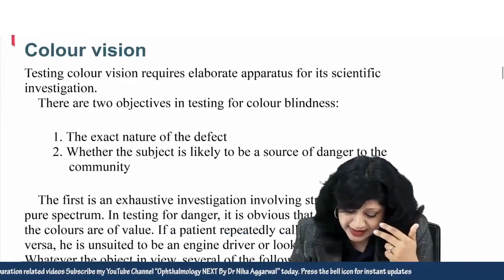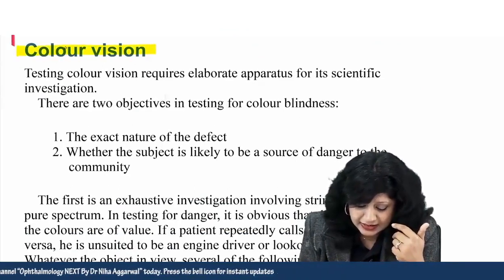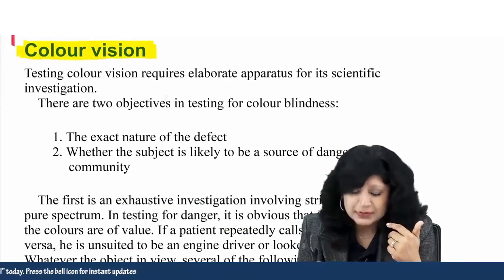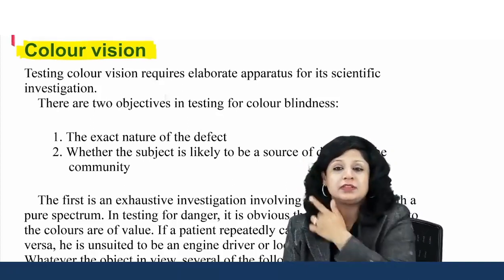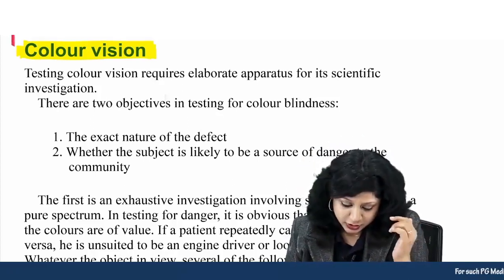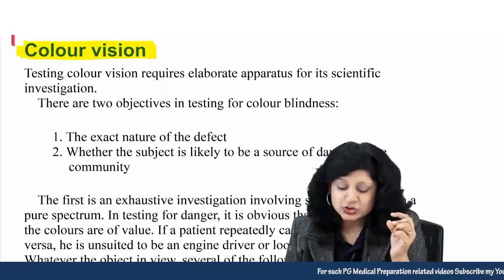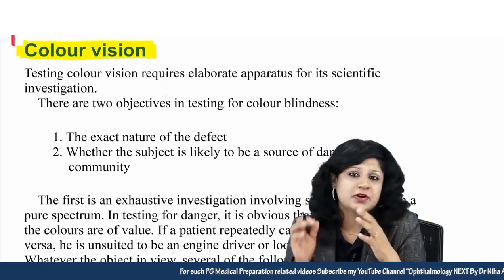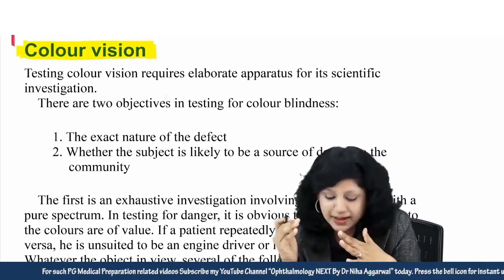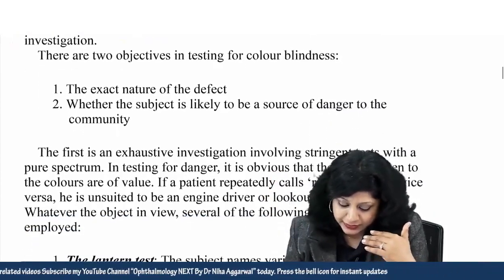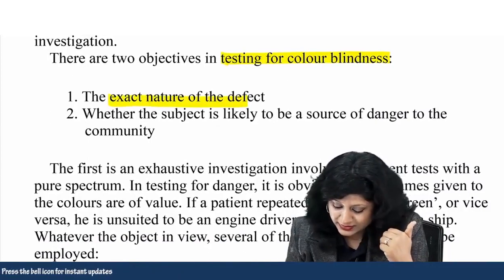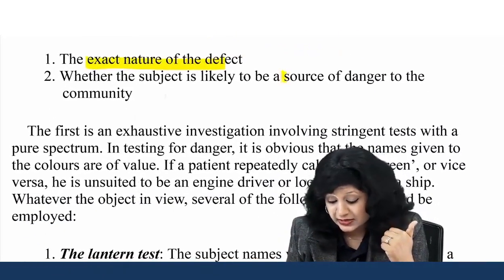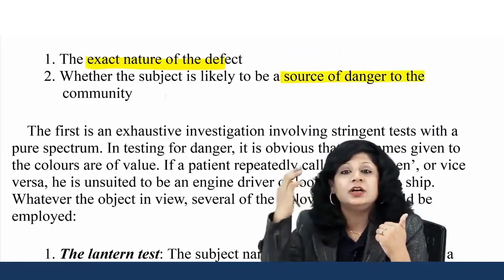Alright, the next is your color vision, again a favorite of so many examiners, and multiple times we have faced one or more questions on the color vision. So let's talk about the color vision. Testing color vision, actually most of the times, requires some elaborate apparatus, and there are two objectives in testing for color blindness: what is the exact nature of the defect, and whether the subject is likely to be a source of danger to the community.